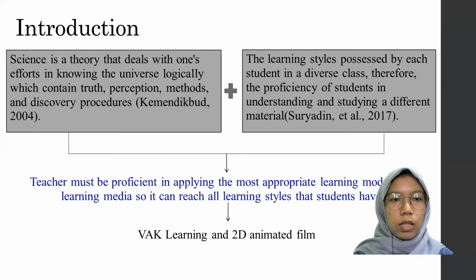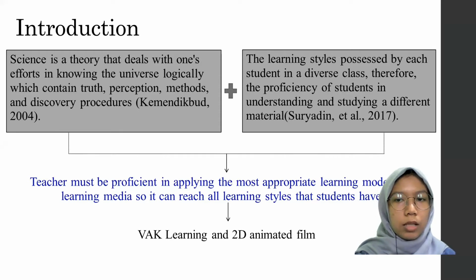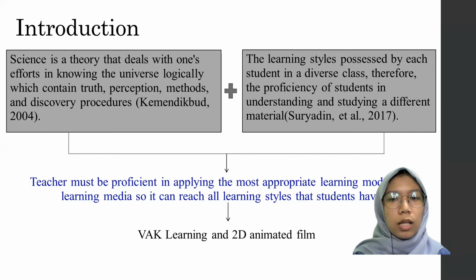First, I will explain the definition of science. Science is a theory that deals with one's effort of knowing the universe logically, which contains truth, perception, methods, and discovery procedures. The motion system has a concept that is quite complicated and it needs a picture that looks clear. The learning style processed by each student in a diverse class differs. Therefore, the proficiency of students in understanding and studying a material is different.